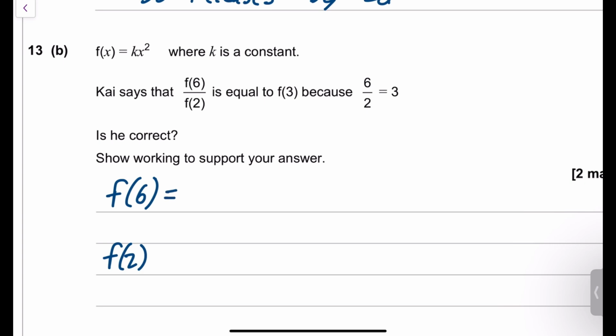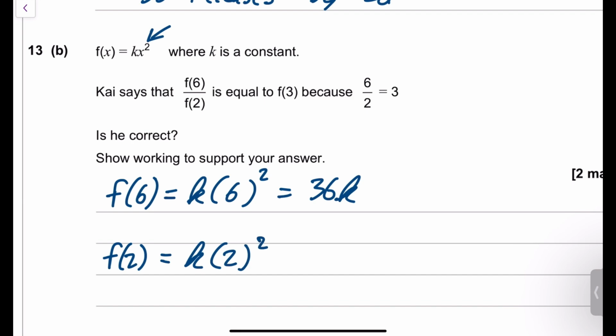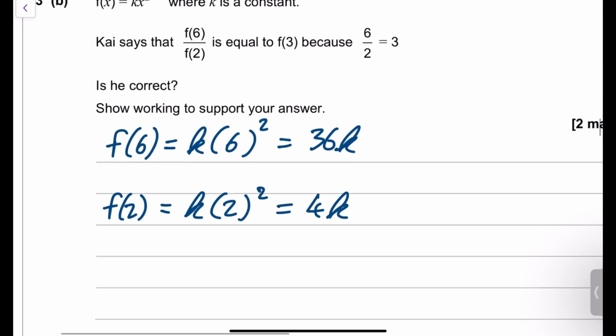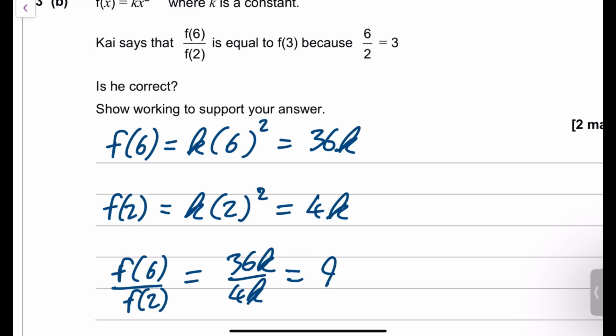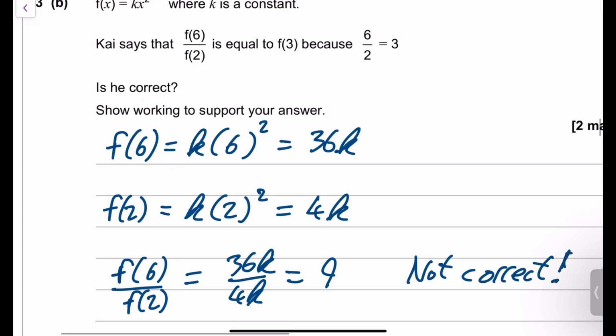So f of 6 means you're putting 6 into this, so it's going to be k times 6 squared, which will work out, 6 squared is 36, so that's 36k. f of 2 means k times 2 squared. 2 squared is 4, that's 4k. So if you actually did f of 6 divided by f of 2, that would be 36k divided by 4k. And the k's cancel out, 36 divided by 4 is 9. So he is clearly not correct. Poor Kai's got it wrong.